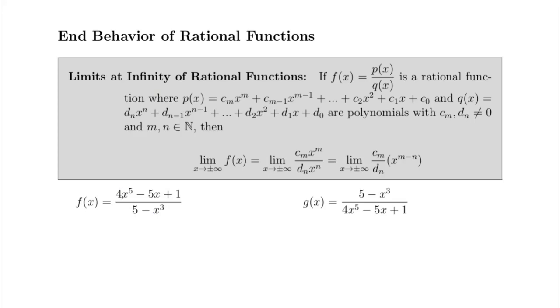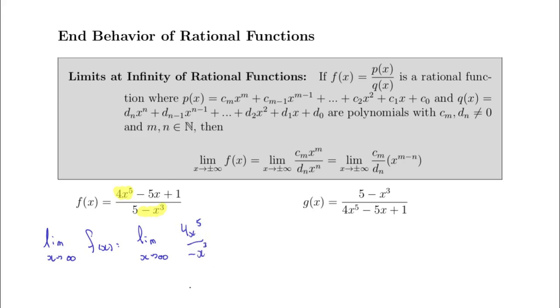What we'll notice is that our biggest degree terms are not always the first ones that are written, right? So 4x to the 5 is our largest degree, and negative x cubed is the largest degree on the bottom. So what we can say is that the limit as x approaches infinity, for instance, of f of x is equal to the limit as x approaches infinity of 4x to the 5 over negative x cubed.